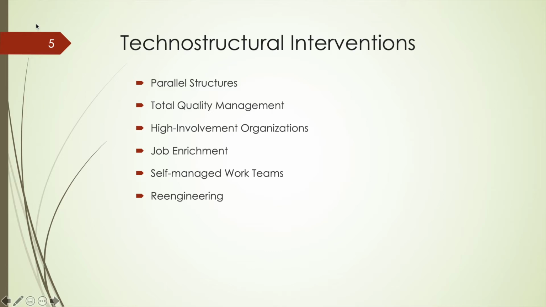You have parallel structures, which accommodate more complex and ambiguous problems that occur in the workplace. Not every problem is going to have a simple solution. You may have to enlist the help of other entities within the organization. And I believe the textbook talks about how unions and management can come together to solve problems and so forth. So that would be parallel structures.